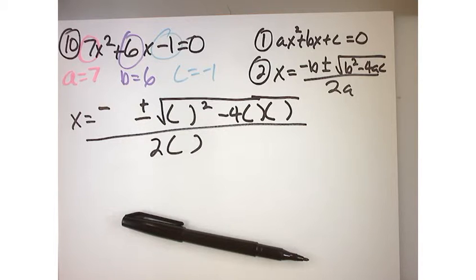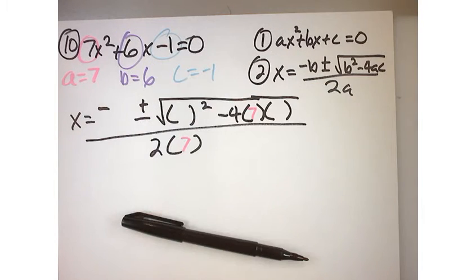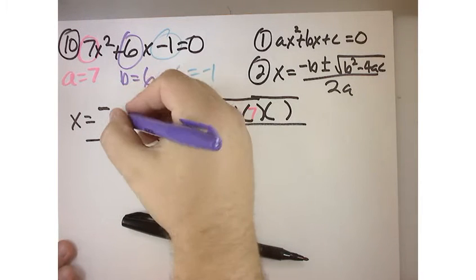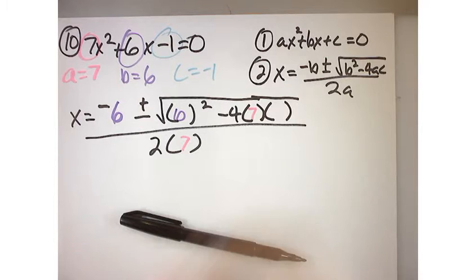Wow, that's a lot. That's fancy. So I'm going to fill in my a's. Wherever there's an a, I'm going to put a 7. Wherever there's a b, I'm going to put a 6. And wherever there's a c, I'm going to put a negative 1. Fancy. All right, so now what? Let's do some math. Multiply some stuff out.